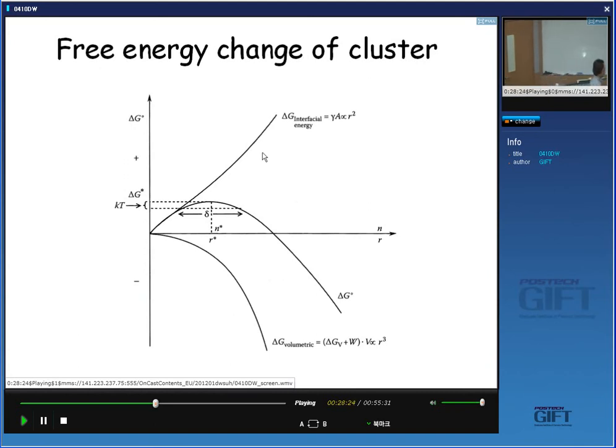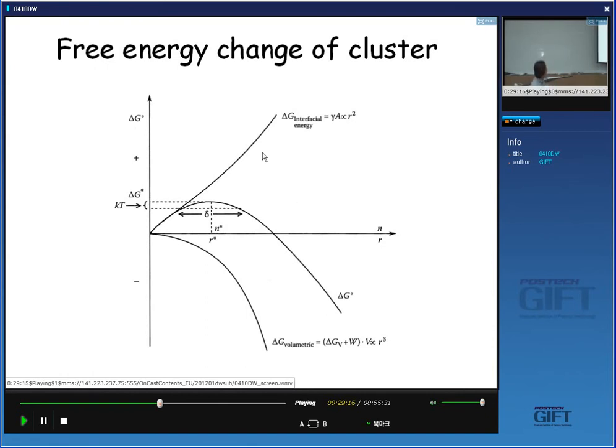Before starting the derivation of the mathematical terms, let's consider again the two terms that contribute to the nucleation. One is the volumetric free energy change, and one is the disadvantage from the interface between the nucleus and matrix. As I told you, the volumetric gain of the free energy is proportional to the cube of the radius, so it goes down rapidly, right? But the disadvantage from the interface is proportional to the square of the radius.